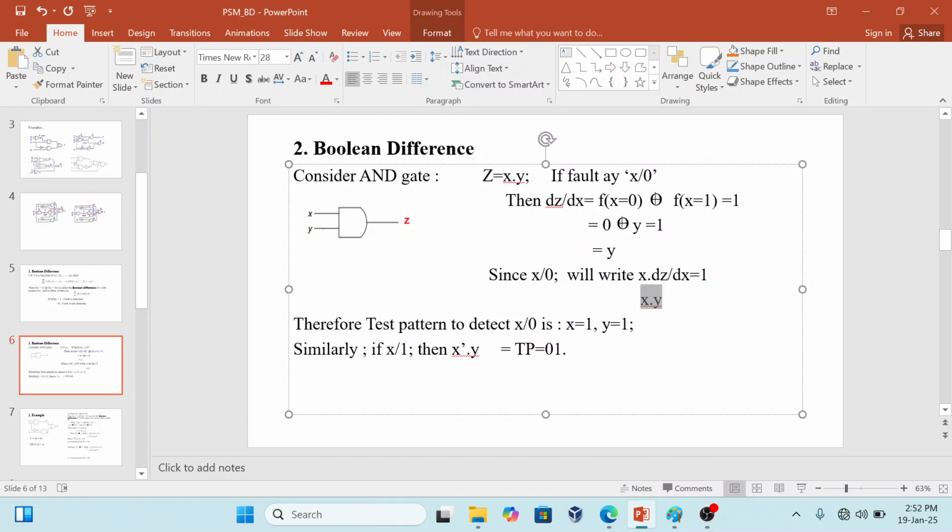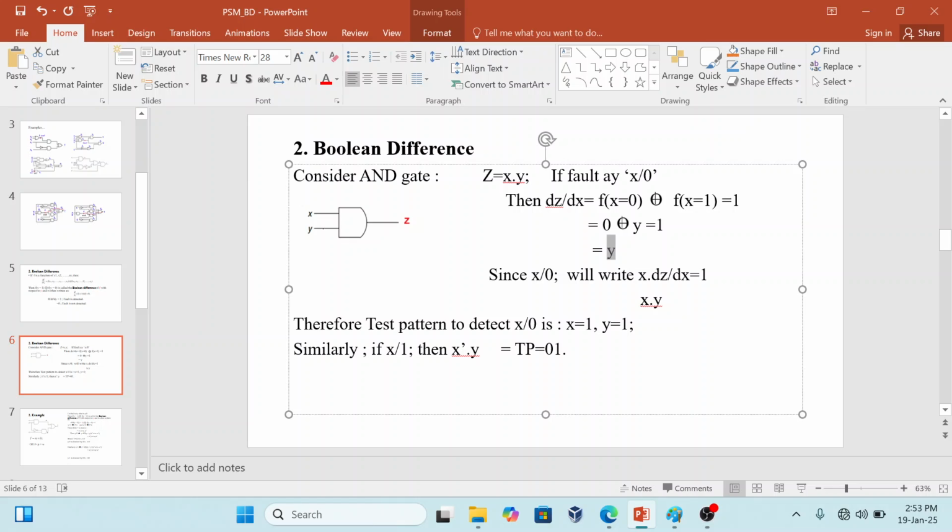Similarly, if x is stuck at 1, again same thing, I need to find out dz by dx, which is equal to the Boolean difference of z with respect to x. So again we are getting y, but since I am finding out x stuck at 1, the equation becomes x bar into y. So x bar we need to substitute. Then the test pattern becomes 0, 1. So this is how the Boolean difference works.